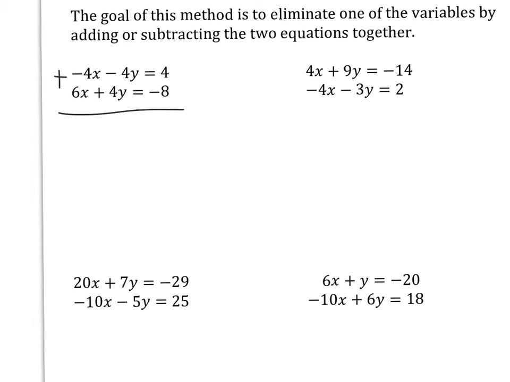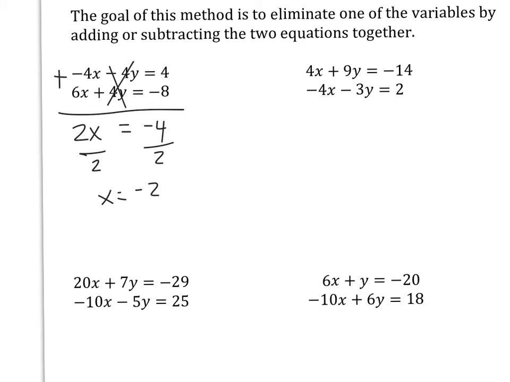Here I'll look at the negative 4x and 6x, and negative 4 plus 6 is 2x, and negative 4y plus 4y goes to 0y, so that's where the elimination comes into play, and 4 plus negative 8 is negative 4. And now I solve for x, and x equals negative 2.